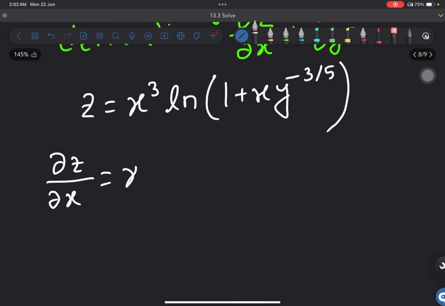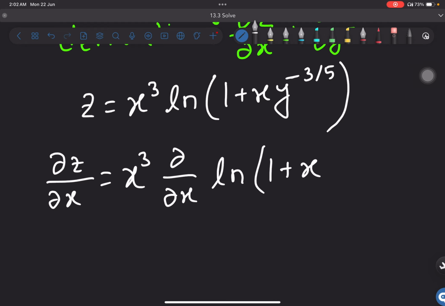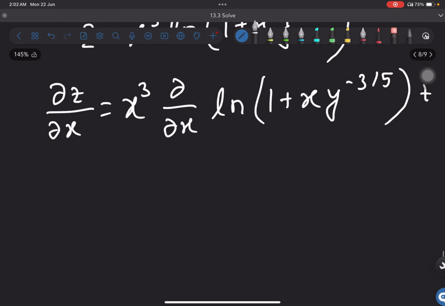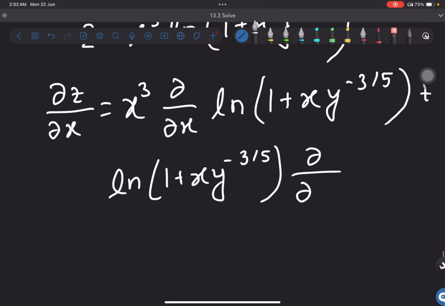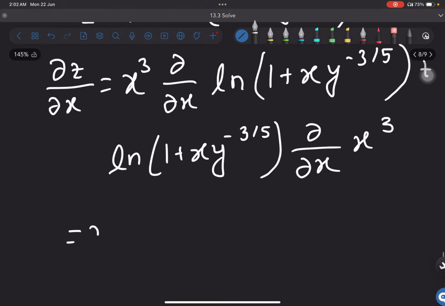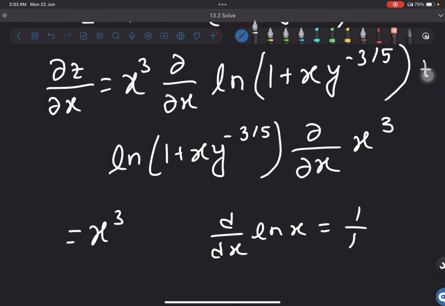At first, x cube, we consider this as the constant, and then we have to do del x of ln 1 plus xy to the power minus 3 by 5, plus, now the ln term becomes a constant, so we keep it as it is, and then we have to do the del x of x cube. So when we solve it, it comes to x cube, and then we know that d dx of ln x is simply 1 by x.